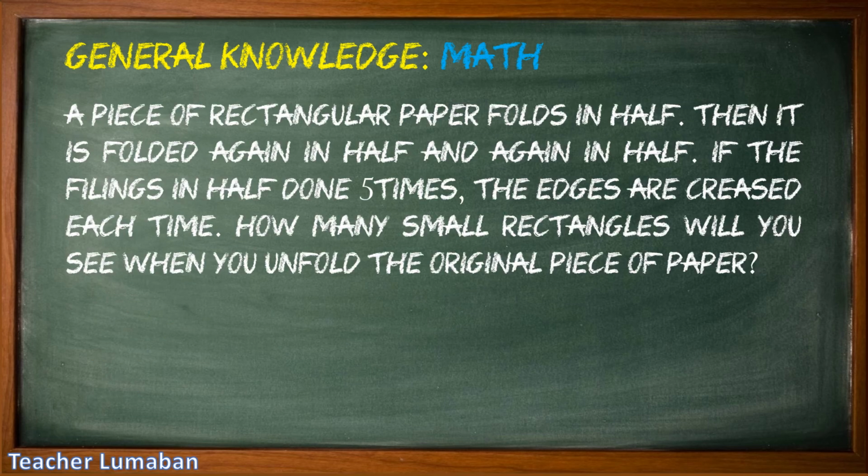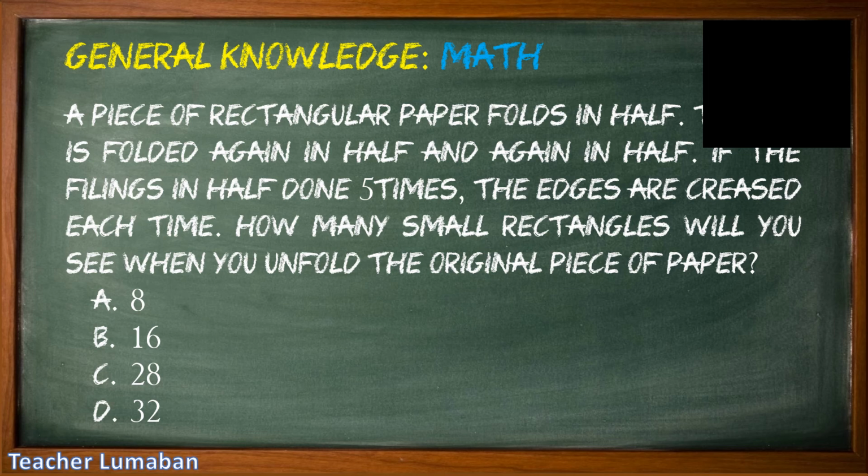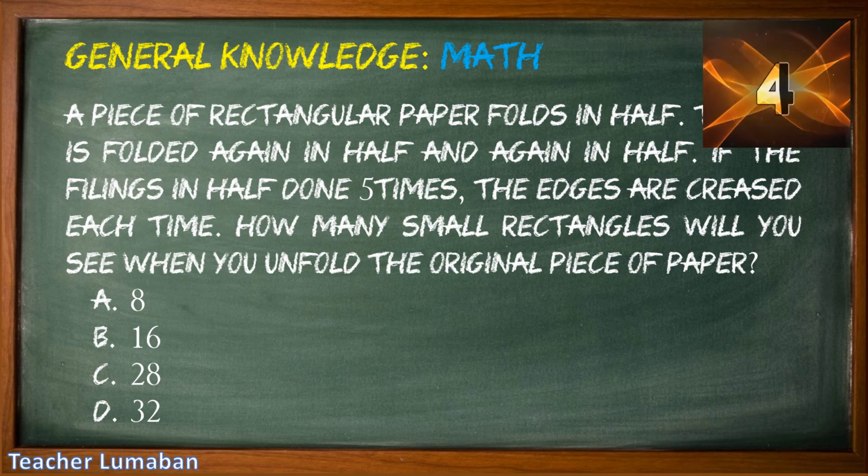A piece of rectangular paper folds in half. Then it is folded again in half and again in half. If the folding in half is done 5 times, the edges are creased each time. How many small rectangles will you see when you unfold the original piece of paper? Letter A, 8. Letter B, 16. Letter C, 28. Letter D, 32. Please choose the suitable answer to the following choices in 5 seconds. 5, 4, 3, 2, 1.